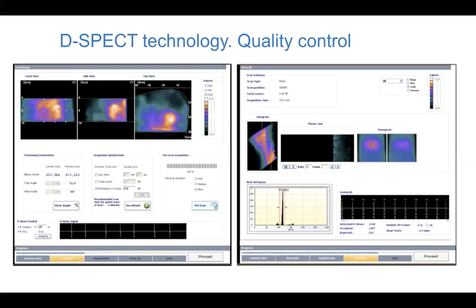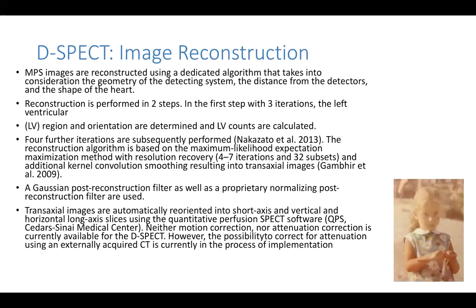For the acquisition protocols, the targeted estimated total number of myocardial counts is usually set between 0.7, 0.8, and 1.4 million counts for low-dose MPS acquisitions, and between 1.2 and 1.8 million counts for high-dose MPS acquisition if you perform one-day myocardial protocols. And what about the image reconstruction?